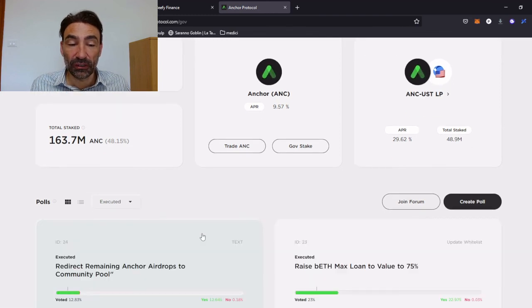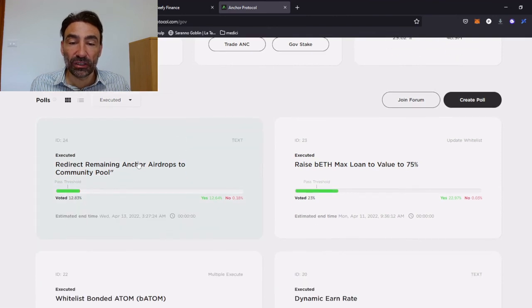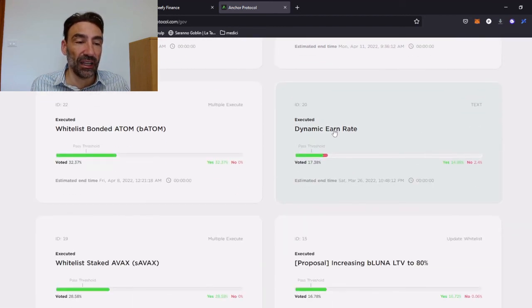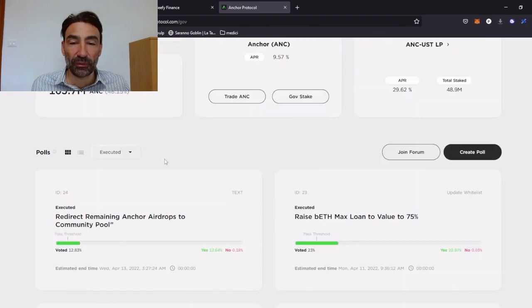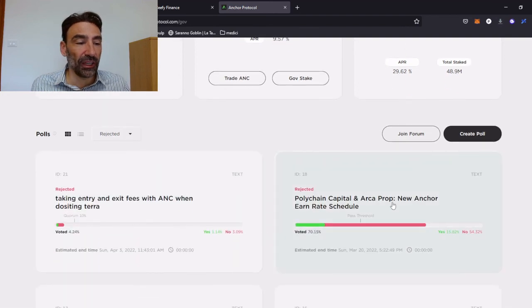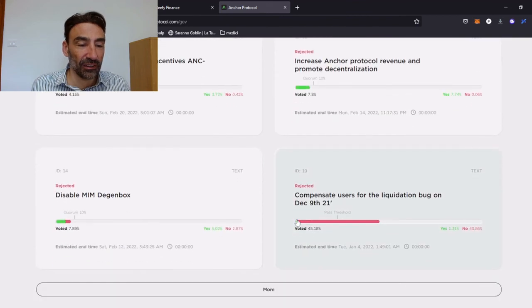For example, here, can you see? These are the modifications which have been proposed and executed. Redirect remaining Anchor airdrops to community pool: yes, 12%. Raise max loan to value to 75%: yes, 22%. Dynamic earn rate, this was very controversial: 14% yes, 2% no. Some of them have been rejected. Polychain Capital and ARCA proposal. New Anchor earn rate schedule: no, 54%. There was compensate users for liquidation bug: 43% no.